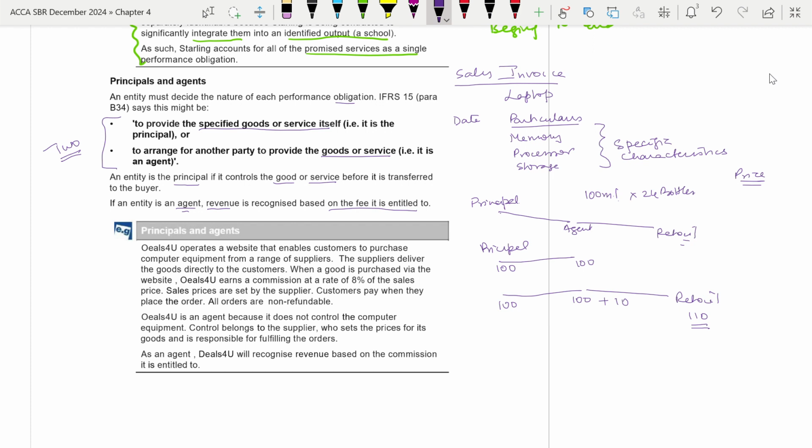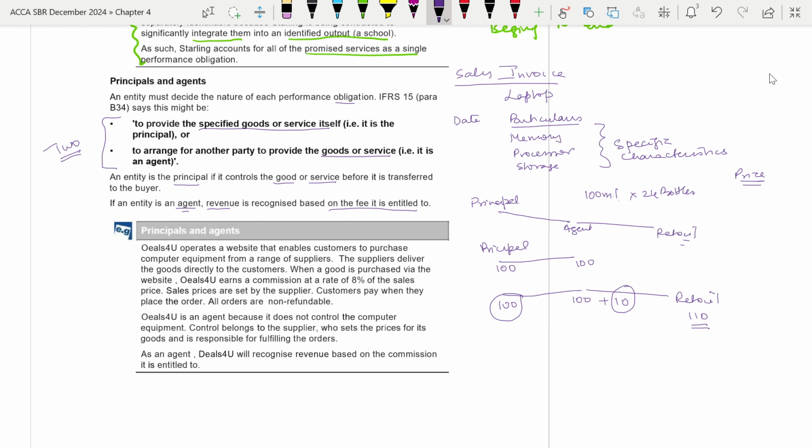He will sell the product for 110. Very small identifiable thing. For the agent, how much is the revenue? For the agent, the revenue is 10. For the principal, the revenue is how much? 100.